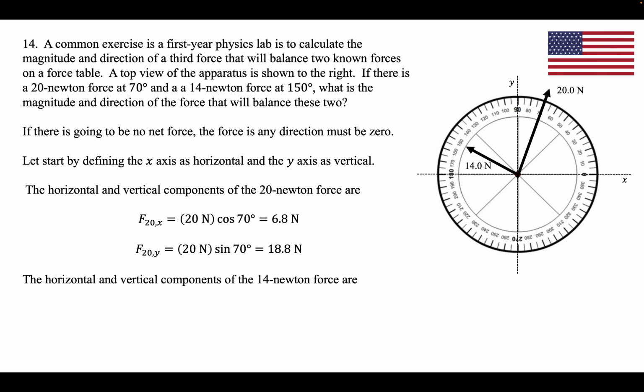For the 14 Newton force, the angle from the positive x-axis is 150, so this angle is 30. So 14 newtons cosine 30 will give you the x component, and it's negative. And 14 newtons sine 30 is right here, the opposite, and that's positive y, 7 newtons.